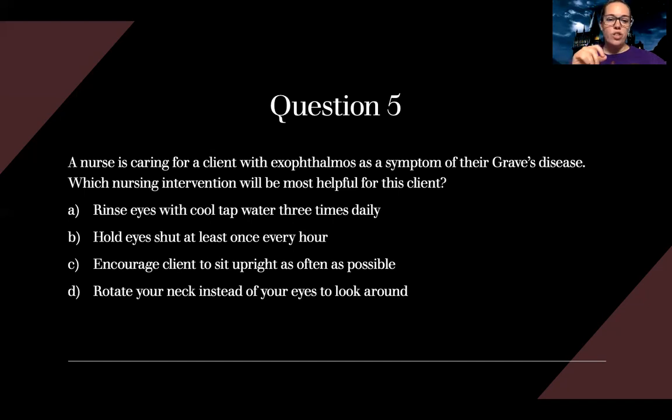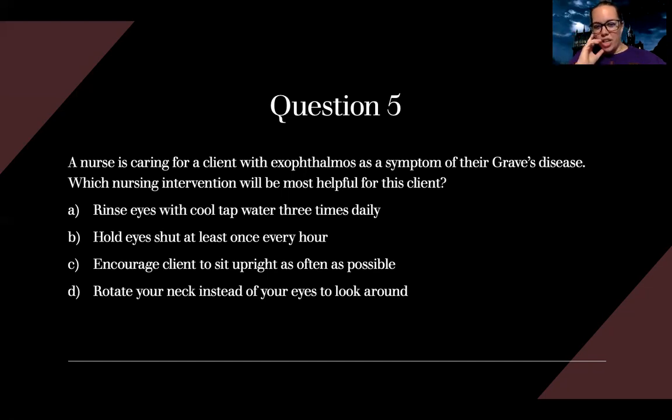So it's saying which nursing intervention will be most helpful. This means, again, all these answers could be correct, but which one is going to have the most direct or biggest effect for this patient? So starting at the top, it says rinse eyes with cool tap water 3 times per day. Well, I mean, that sounds all right. But I don't know about rinsing with cool tap water. I don't really see necessarily how that's going to help. I know we want to keep them lubricated, but I don't think we lubricate them with cool tap water. And doing it 3 times a day doesn't sound as frequent as I might need. So I'm going to put that one on the back burner, but I don't think that's right.